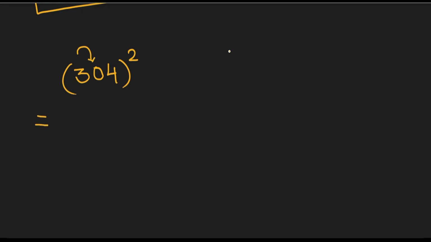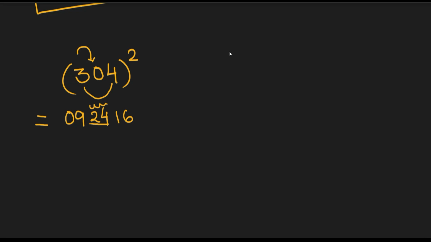Now we can write this as 3 square is 9. So we can write 09. Middle portion we will write it later, and 4 square, that is 16. Now we have to multiply 3 into 4, that is 12. 12 into 2, that is 24, and we can write this as 24. Hence the answer of 304 square is 92416. Let us find the square of another number where this is a 3-digit number.